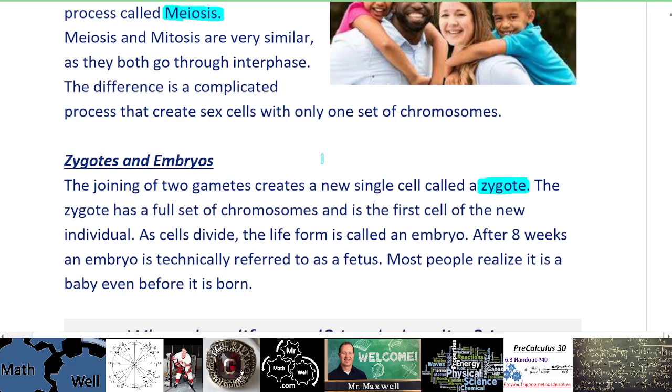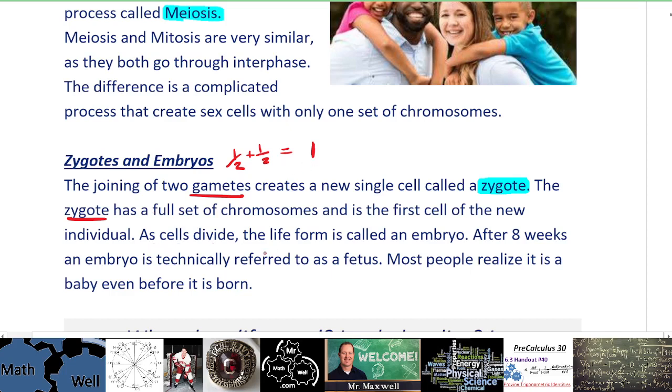The zygote has a full set of chromosomes and is the first cell of the new individual. So, two gametes. Remember, we've got gametes. They only have half the genetic information. So we have a half and a half. When those get together, we have the zygote over here. Number one, baby. The zygote has a full set of chromosomes for the new individual. Okay? Zygote. A single cell flying through space with a jetpack.